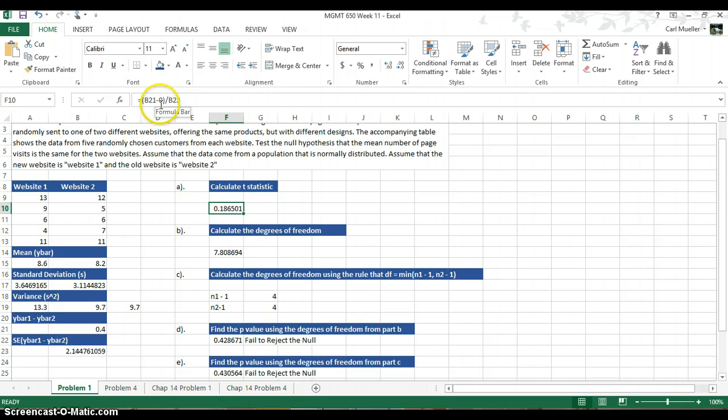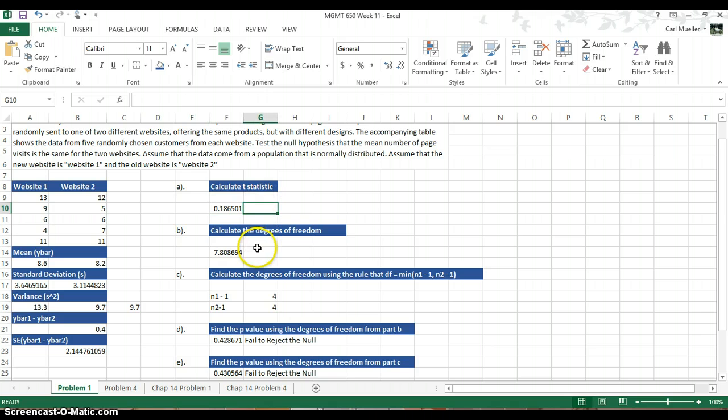That's the hypothesized difference. So actually, your formula for calculating the t-statistic is y bar 1 minus y bar 2 in parentheses, minus the hypothesized difference, divided by the standard error of y bar 1 minus y bar 2. So what is the hypothesized difference? That there is no difference. So that's where that 0 value comes from in this case.